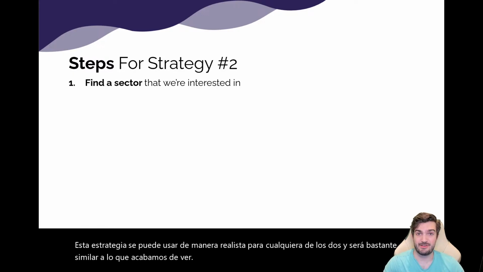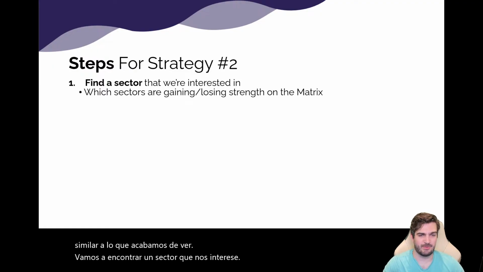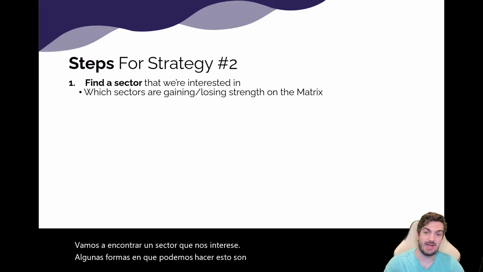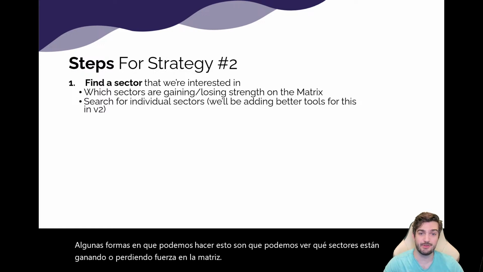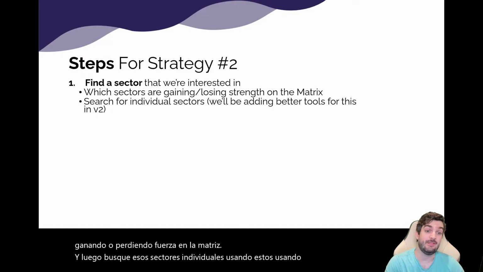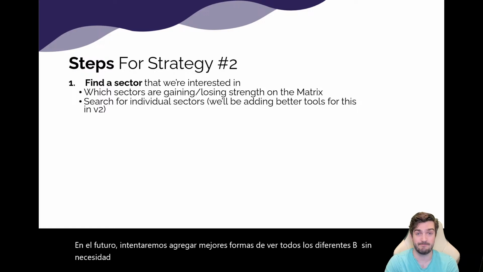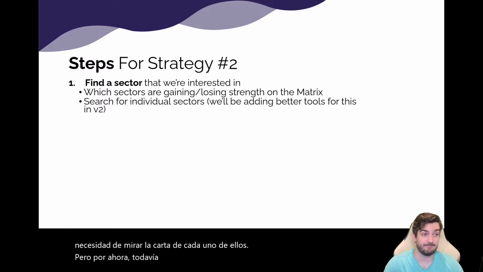We're going to find a sector that we're interested in. Some ways we can do this are that we can look at which sectors are gaining or losing strength on the matrix, and then search for those individual sectors using the Sector Explorer. In the future, we will be trying to add better ways to look at all of the different BPIs without needing to look at the chart of every individual one. But for right now, we can still do this strategy pretty easily.